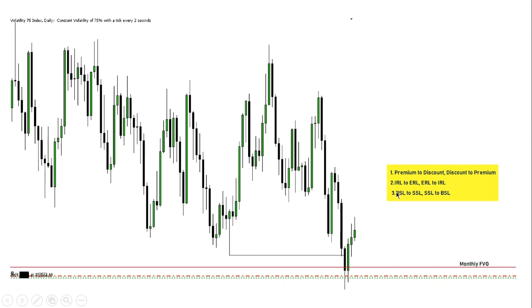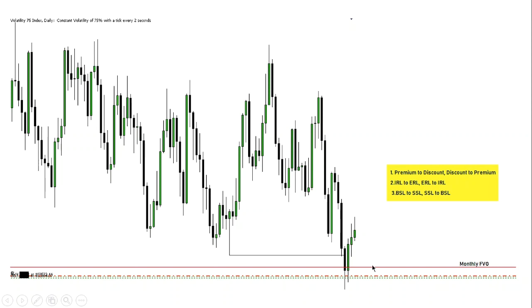Then number three, buy side to sell side to buy side. Remember, when we were reviewing the past weekly candlestick, price took out buy side liquidity, then went for sell side. In this case here, we're taking out sell side liquidity. We could reach out for buy side liquidity, but that's more of a reach because we're more interested in this range.